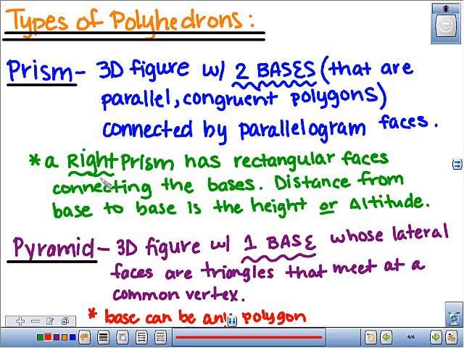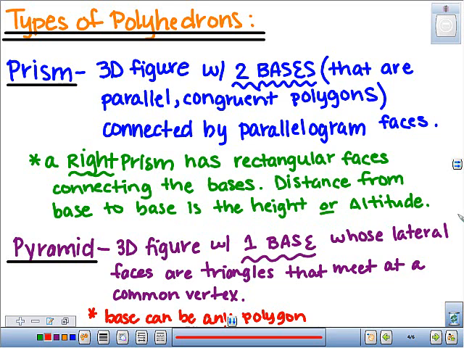If it is a right prism, that means that those parallelogram faces are actually rectangles. They're rectangular faces. That means they have a right angle. That's why it's called a right prism. All of what you would probably think of as the sides are going to be rectangles. And that distance from base to base, the length of that rectangle, is going to be the height or altitude of your prism.